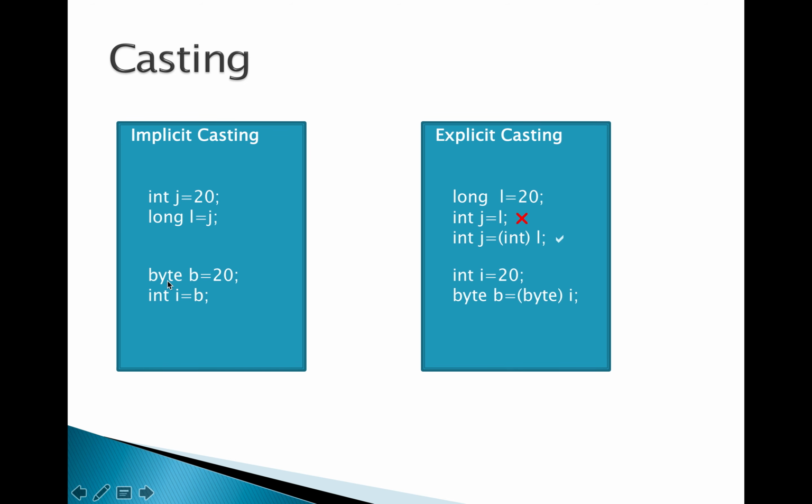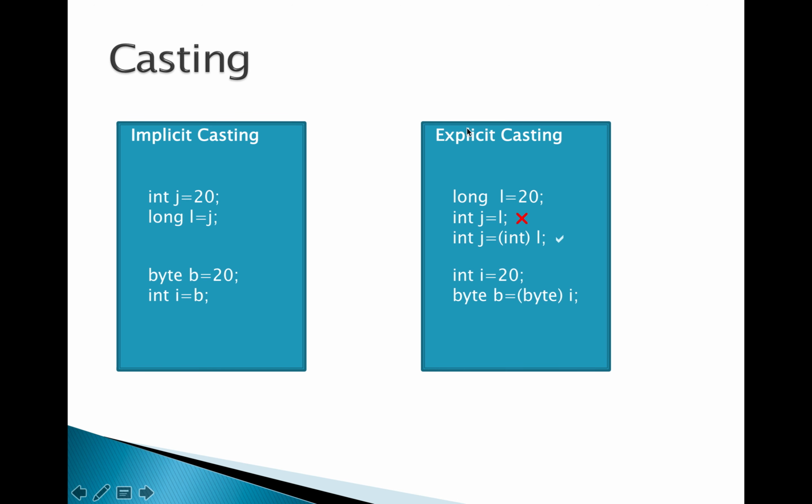Again, the same thing with the byte b is equal to 20. If you put a byte into an integer, I don't need to do any casting because integer supports a larger range than the byte. So you don't need to do any explicit casting. The ground rule is simply this: you cannot put a larger element in a smaller container, whereas you can put a smaller element in a larger container. That's the whole theory about it.